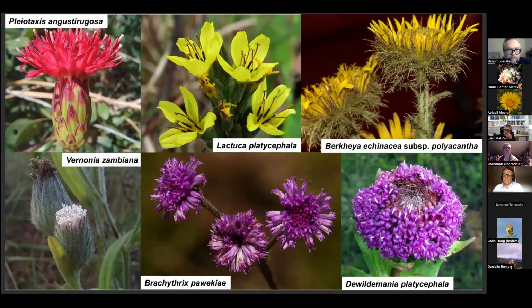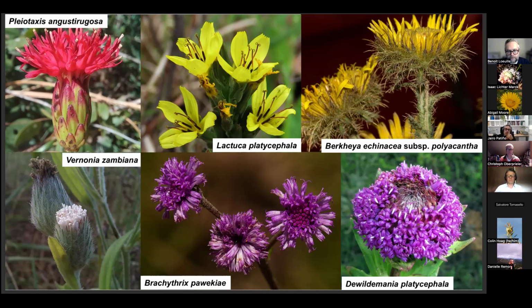Some examples. In the Mutisieae, Pleiotaxis angustirugosa, which is endemic to Zambia. In the Cichorieae, the genus Lactuca is quite diverse. We have around 20 species in the area. Arctotideae is less than 10 species. One example here with Berkheya echinacea, and some Vernonia. Endemic to Zambia, Vernonia zambiana.